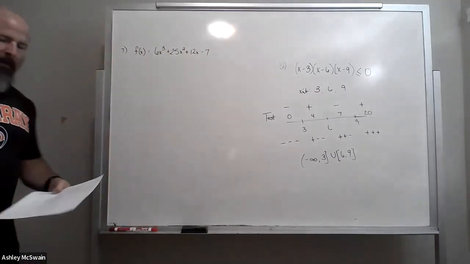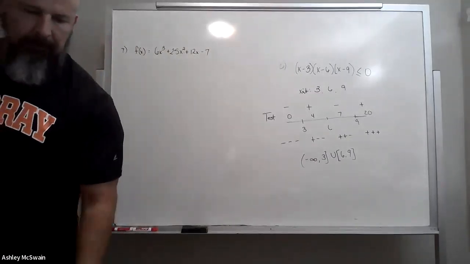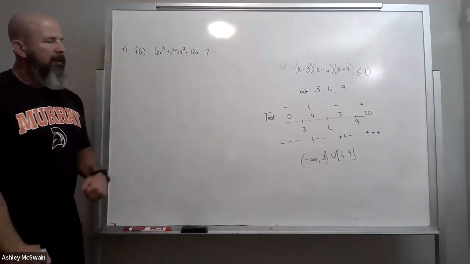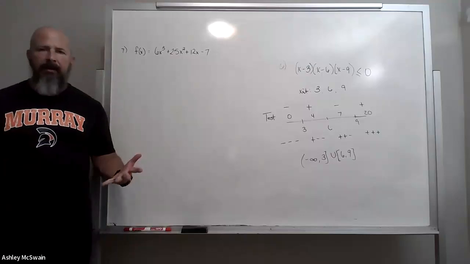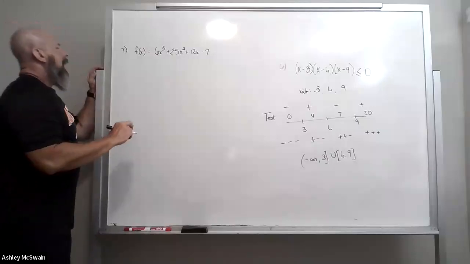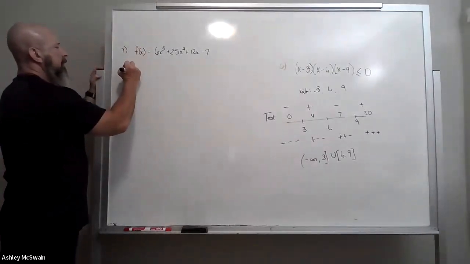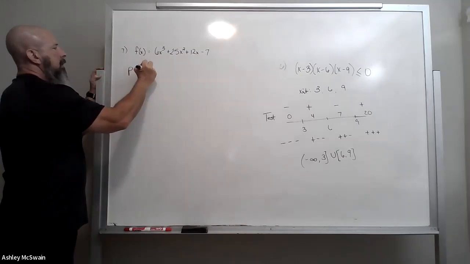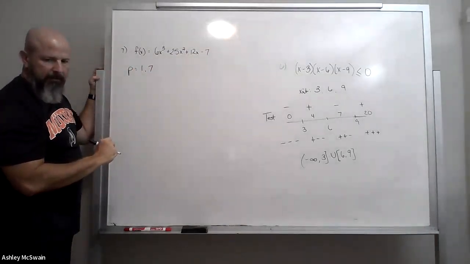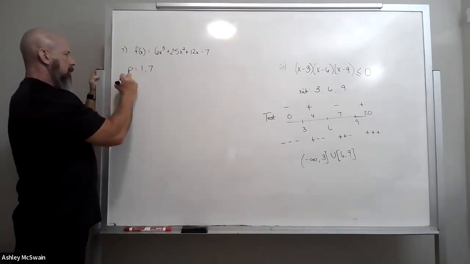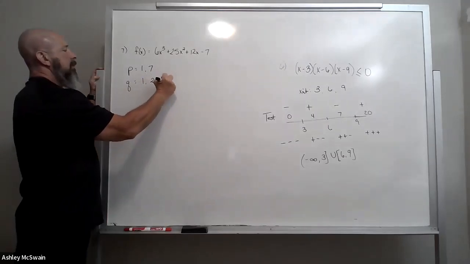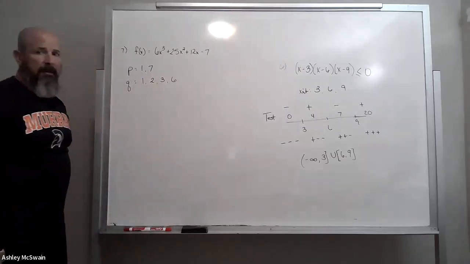Find the zeros of the polynomial. When we're finding the zeros of the polynomial, just remember they could be real zeros, could be imaginary. In the end, if I'm asked to find the zeros, I need to figure out the possibles. P was the factors of the constant, 1 and 7. Q is the factors of the leading coefficient, 1, 2, 3, and 6.